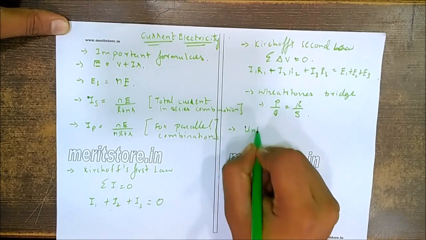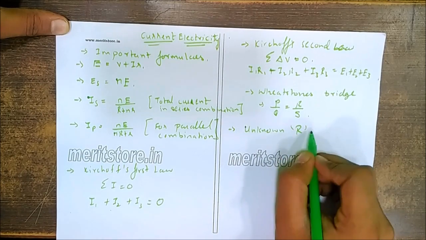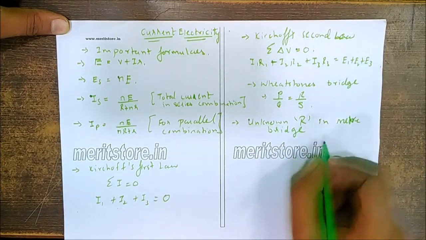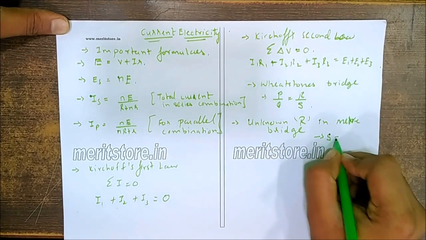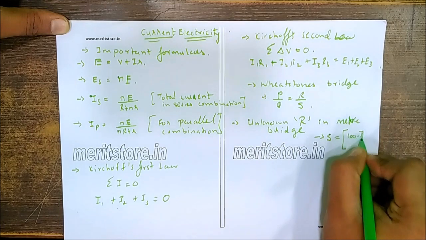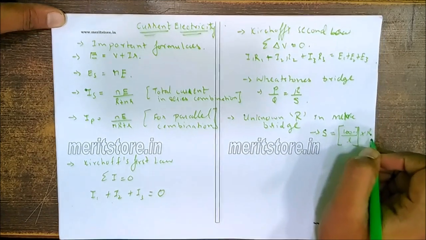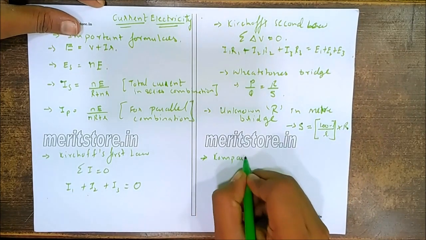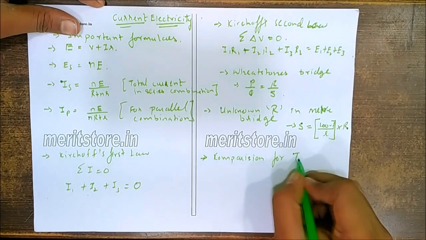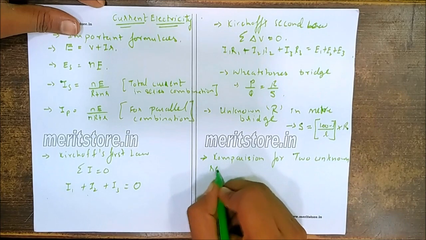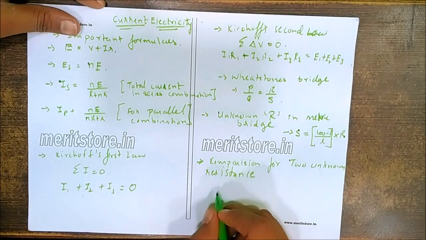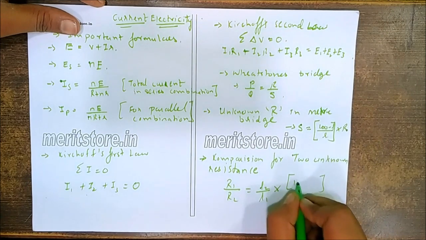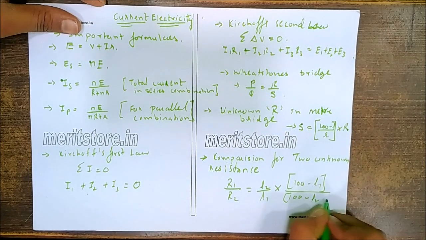The next is unknown resistance in meter bridge. So for the meter bridge, unknown resistance, the formula will be S is equal to 100 minus L upon L into R. Then we have comparison for two unknown resistances. So we can say R1 by R2 is equal to L2 by L1 into 100 minus L1 upon 100 minus L2.